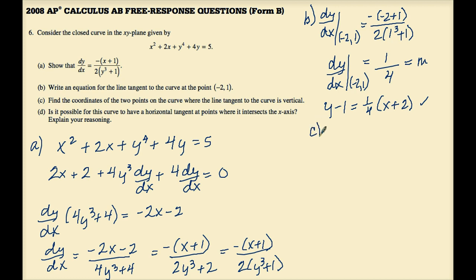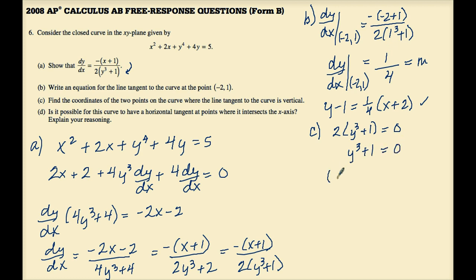Now let's look at letter C. Find the coordinates of the 2 points on the curve where the line tangent to the curve is vertical. The line tangent to the curve will be vertical where the denominator of our slope is 0. So let's set this denominator equal to 0 and discover those y values. 2 times the quantity y cubed plus 1 is equal to 0. Dividing both sides by 2, y cubed plus 1 equals 0.